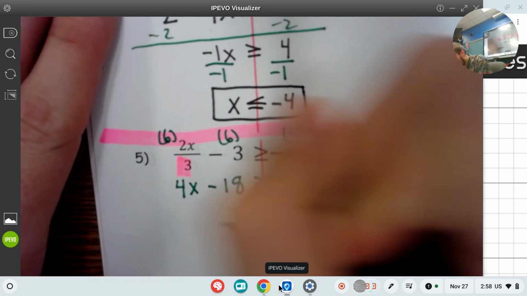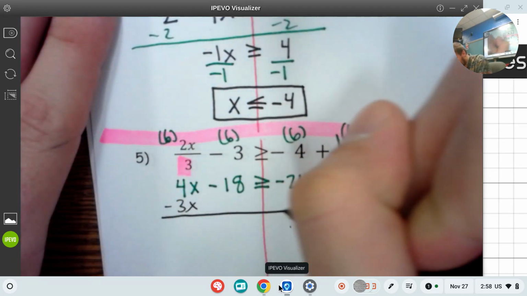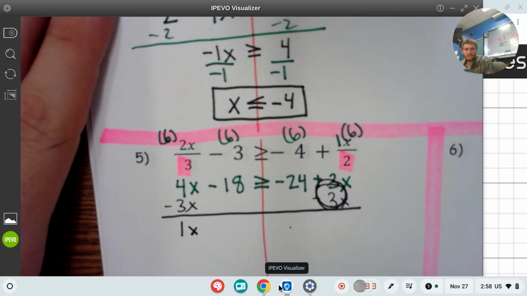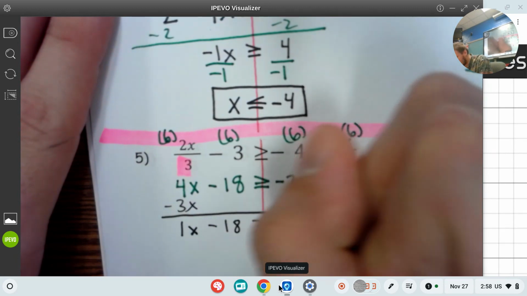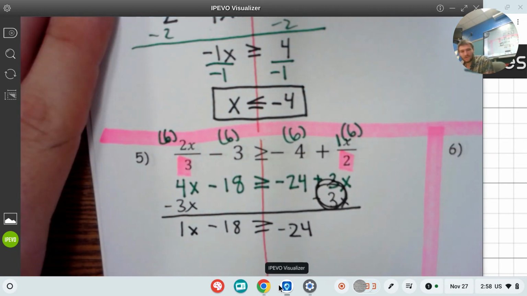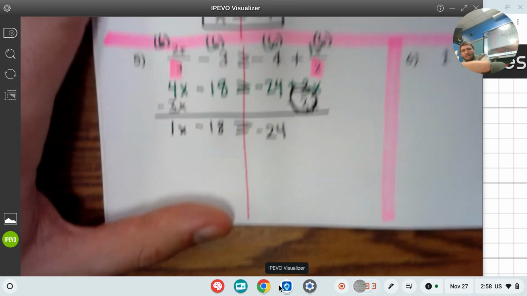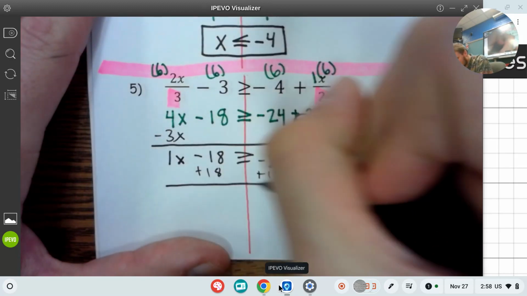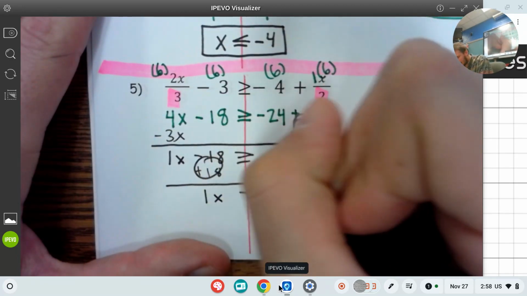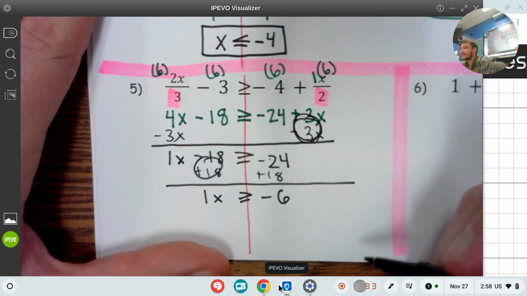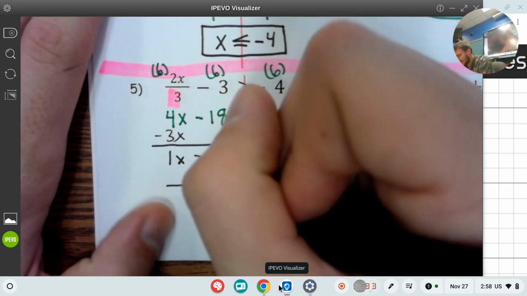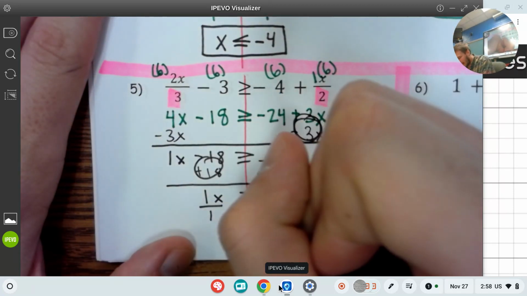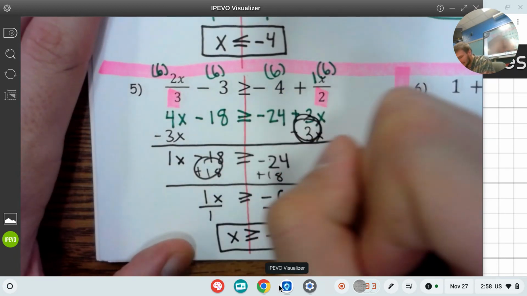Minus 3x on both sides. Let's speed it up a little bit. I think we know what we're doing. 3 minus 3 is 0. 4 minus 3 is 1. Then we still have our minus 18. And we still have our minus 24. From here, we're going to want to add 18 to both sides. 1x is greater than or equal to negative 6. And we finish this question like we finish every question. Dividing by 1, we don't need to switch our signs, and we're done.